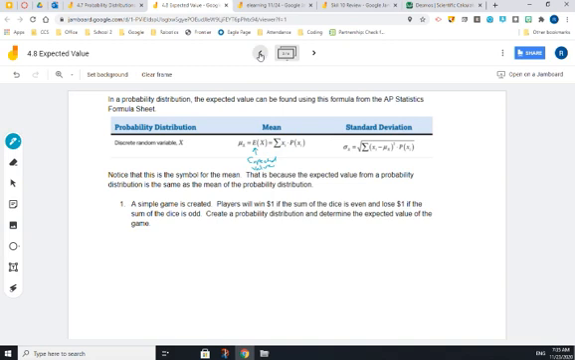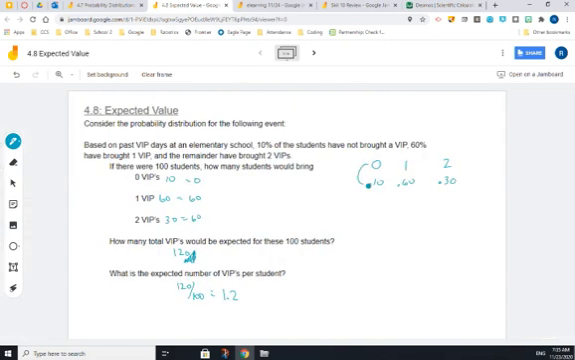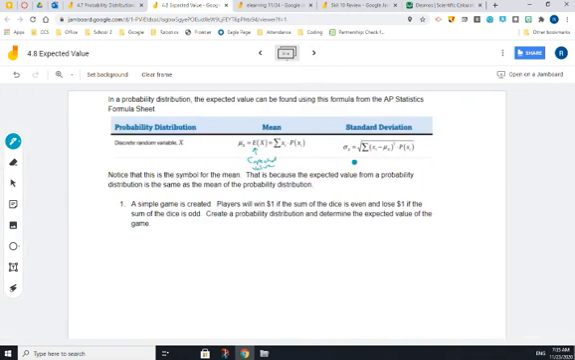So for example, in our problem up here, we would take 0 times 0.1, which is 0, 1 times 0.6, which is 0.6, 2 times 0.3, which is 0.6. We would add those together, and we would get our expected value of 1.2. So that's what that formula is saying. It's saying multiply the x times the probability, do that for each variable, add them together, and that gives us our expected value. Here in just a minute, we'll return and talk about this standard deviation formula.